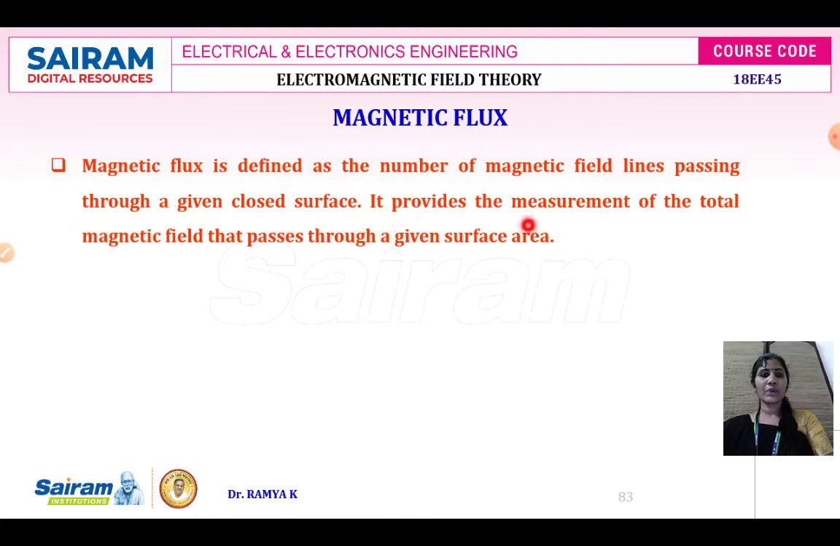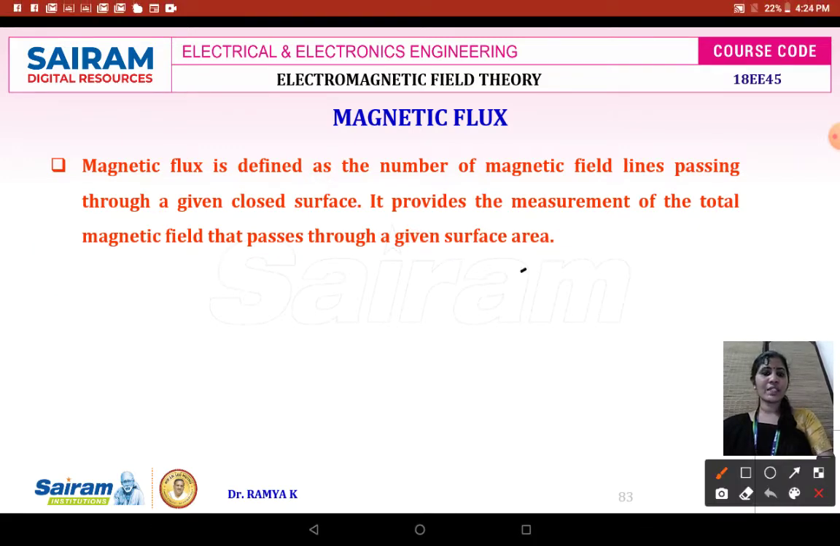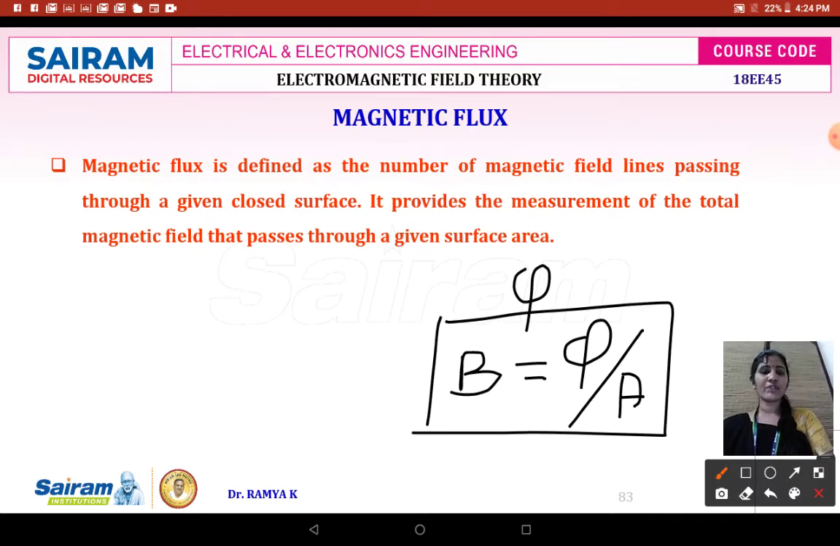surface. It provides a measurement for total magnetic field that passes through the given surface. Magnetic flux is represented by the symbol phi. Magnetic flux density is represented by the symbol B. B is nothing but the amount of flux lines passing through the surface area. It is known as magnetic flux density by definition. Magnetic flux is nothing but the number of magnetic field lines passing through the given closed surface.